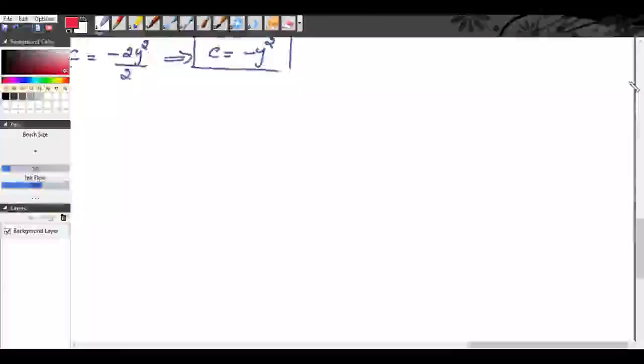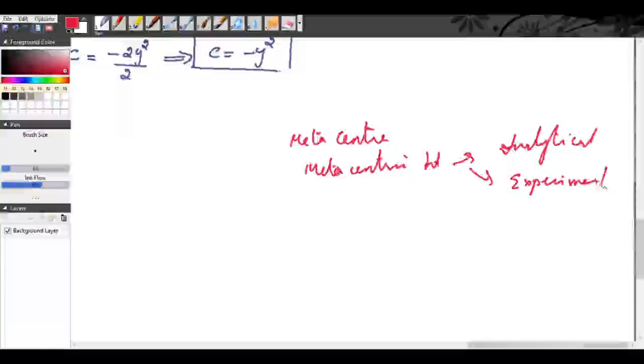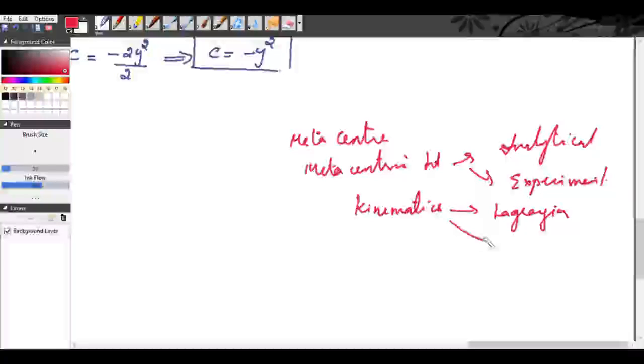So that is all. Now we have completed our module 2 with this. In module 2 we have seen what is metacenter, what is metacentric height, and we saw the analytical method and the experimental method of determination of metacentric height. We saw the problems related to that. After that, we saw the kinematics of a fluid flow. In kinematics of a fluid flow, we saw what is the Lagrangian method of description of a fluid flow and the Eulerian method of description of fluid flow. After that, we saw what is continuity equation.